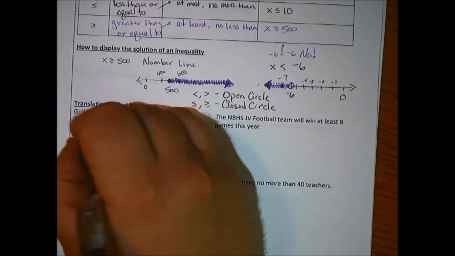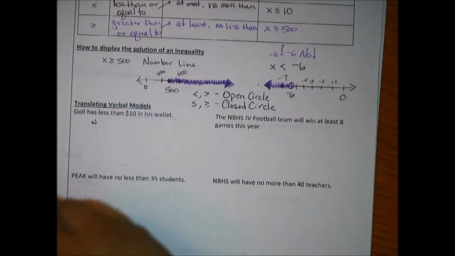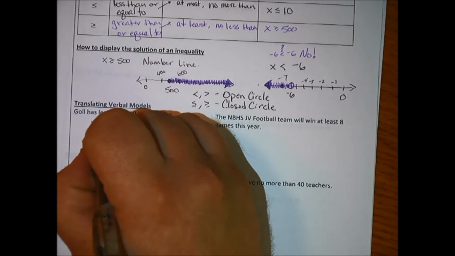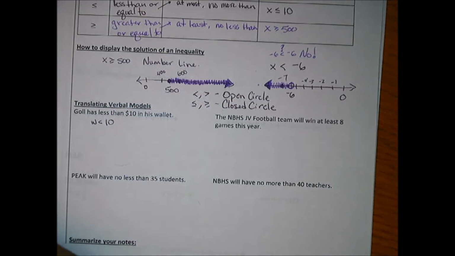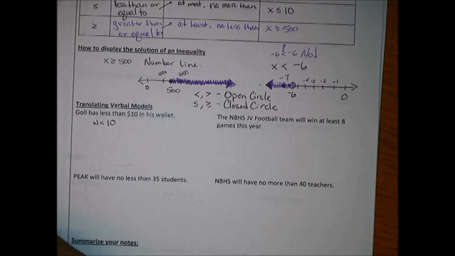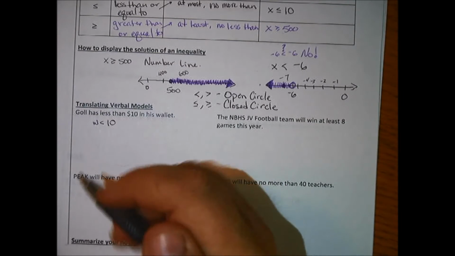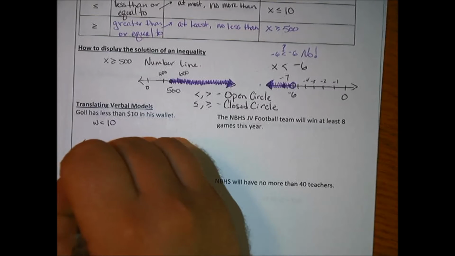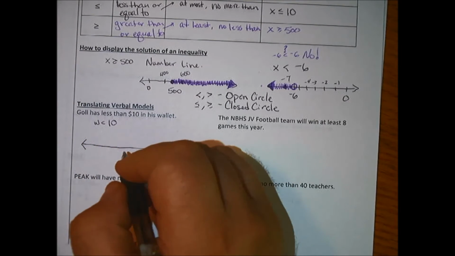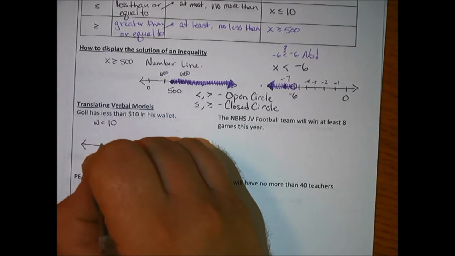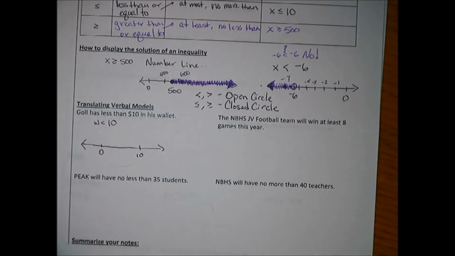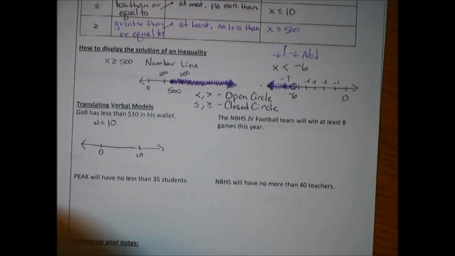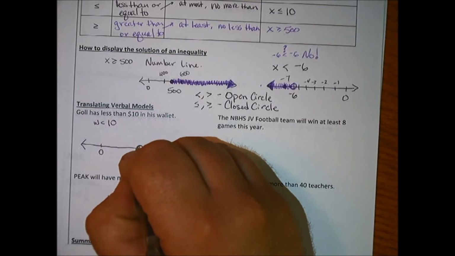But anyways, let's say we have the wallet. And how much money's in there? Well, it's less than 10. So less than 10. Now we want to display that answer, so we're going to build ourselves a number line. A lot of times I really just go with where's 0 and where is the number that I'm worried about. 0's there, 10's there. Do I have 10? I don't have 10, so that's going to be my open circle.